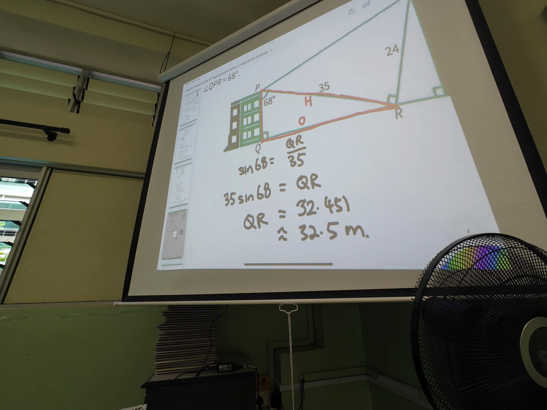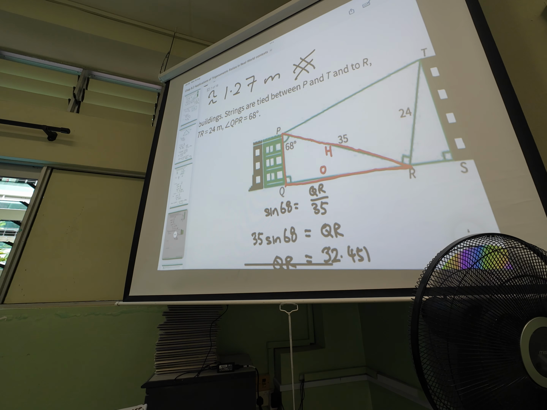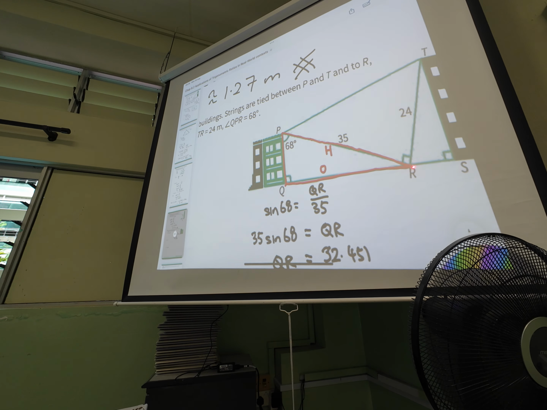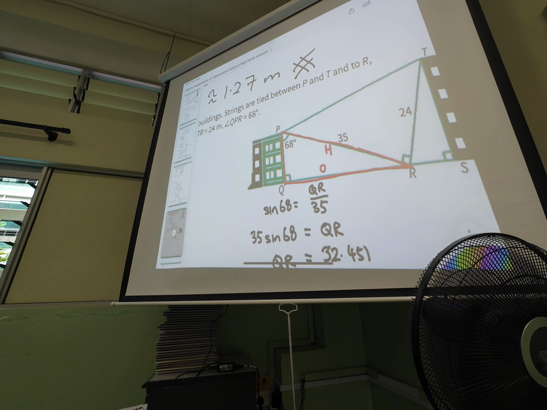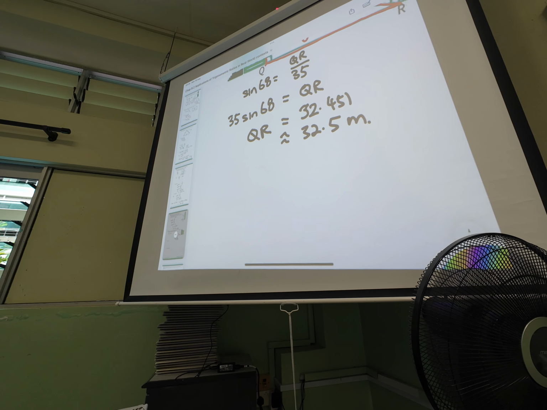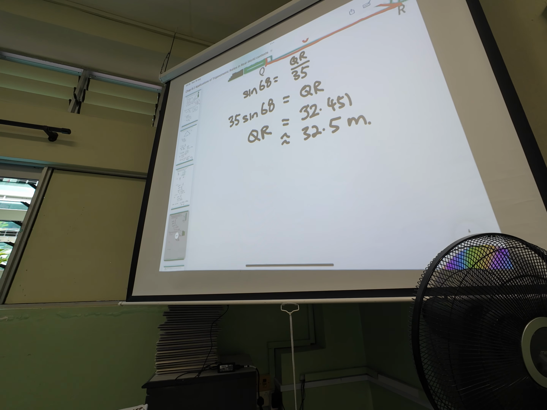Okay, the question started with all the meters. So when you use meter, you are finding meter also. It is ratio. So if you key in the thing as meter, the answer will be meter also. So QR is 32.5 meter when we answer.